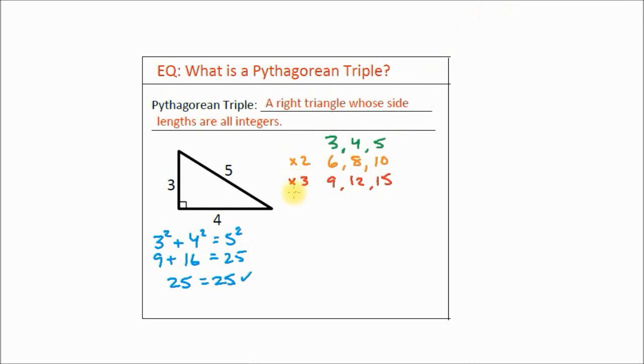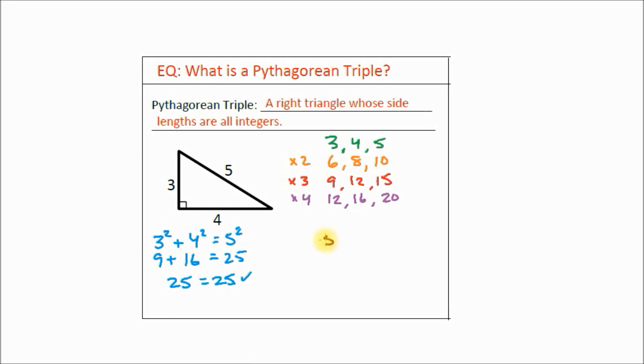Let's do one more. If you multiply the 3, 4, and 5 by 4, 3 times 4 is 12, 4 times 4 is 16, 5 times 4 is 20. So that is also a right triangle made from whole numbers, a 12, 16, 20 triangle. Now that's not the only pattern of Pythagorean triples. I'll show you a few more.